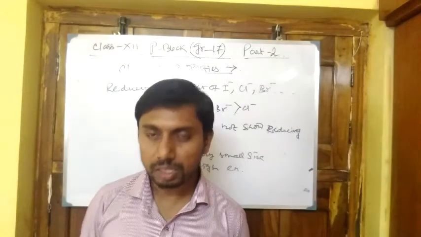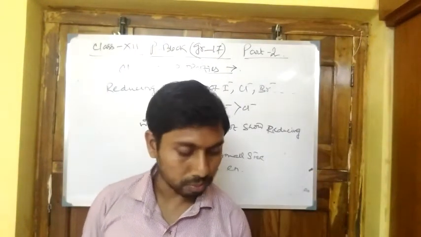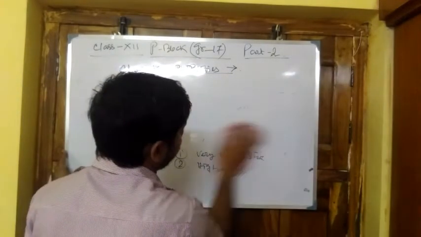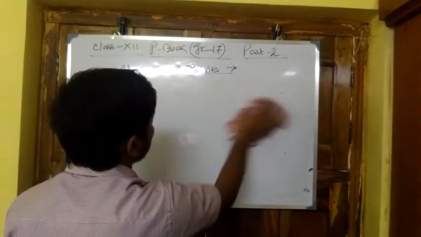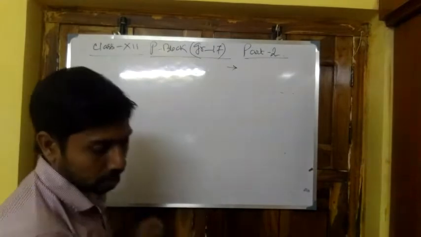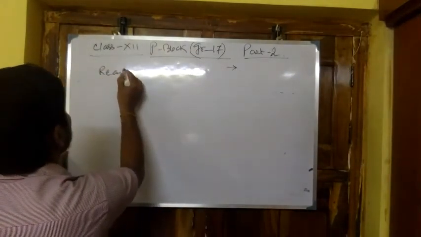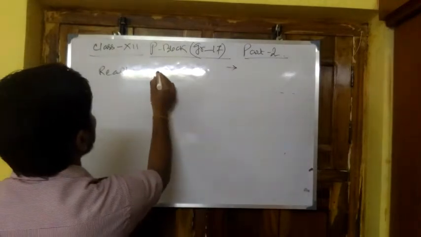Next one, reaction with hydrogen. All the elements, that is fluorine, chlorine, bromine, iodine, generally react with hydrogen. It is also under the chemical properties, reaction with hydrogen.